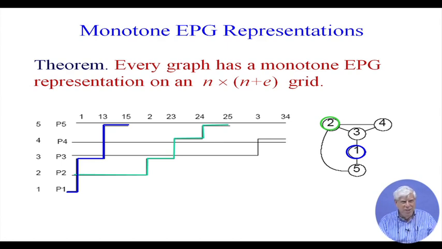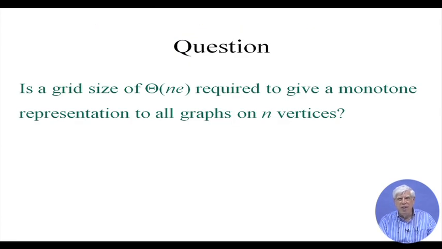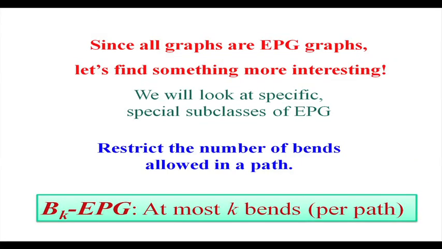So what's the big deal about looking at EPG graphs? Well, we need to ask a few questions of what would be interesting. First question might be, well, is a grid size on the order of n times e required to give a monotone representation for all graphs on n? I suspect the answer is yes, but no one has looked at that question yet. Now, since all graphs are EPG graphs, let's find something more interesting to do.